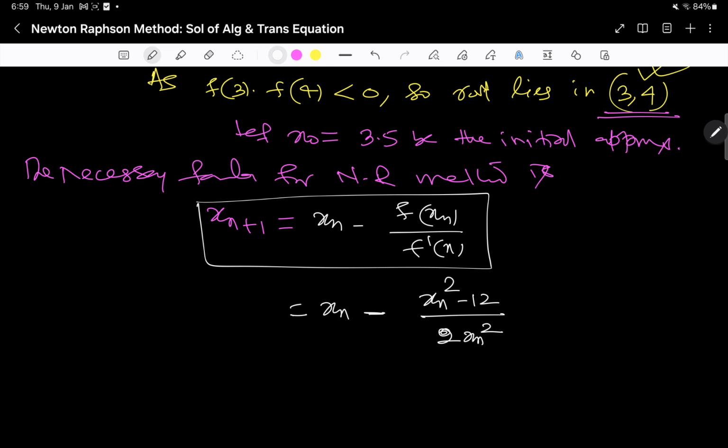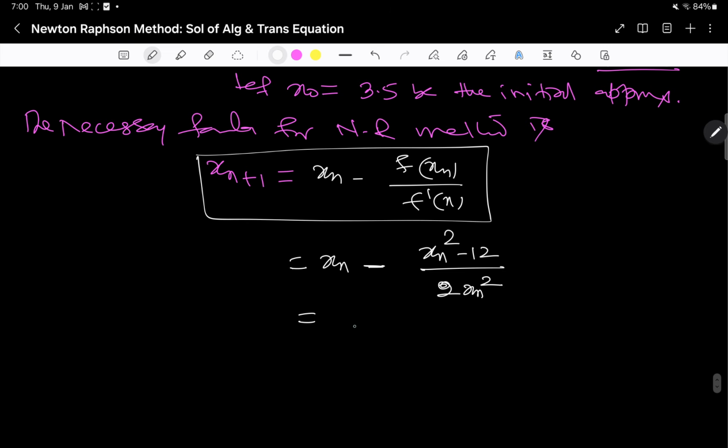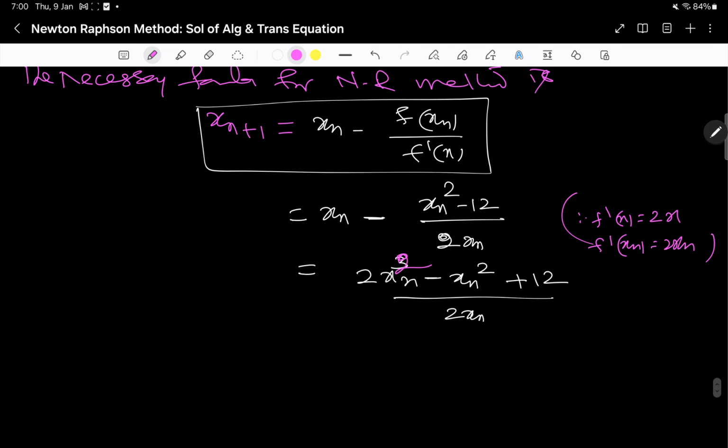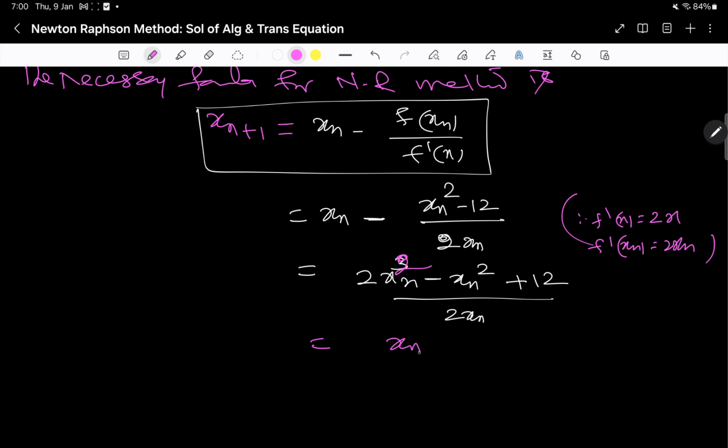Okay, so I just simplify it. If I simplify it, then it is quite easy to save in the memory. Sorry, the derivative is 2xn here. The derivative is 2xn here, sorry. Because f dash x is 2x, so f dash xn is 2xn, okay. So now this is equal to xn square plus 12 by 2xn, okay.